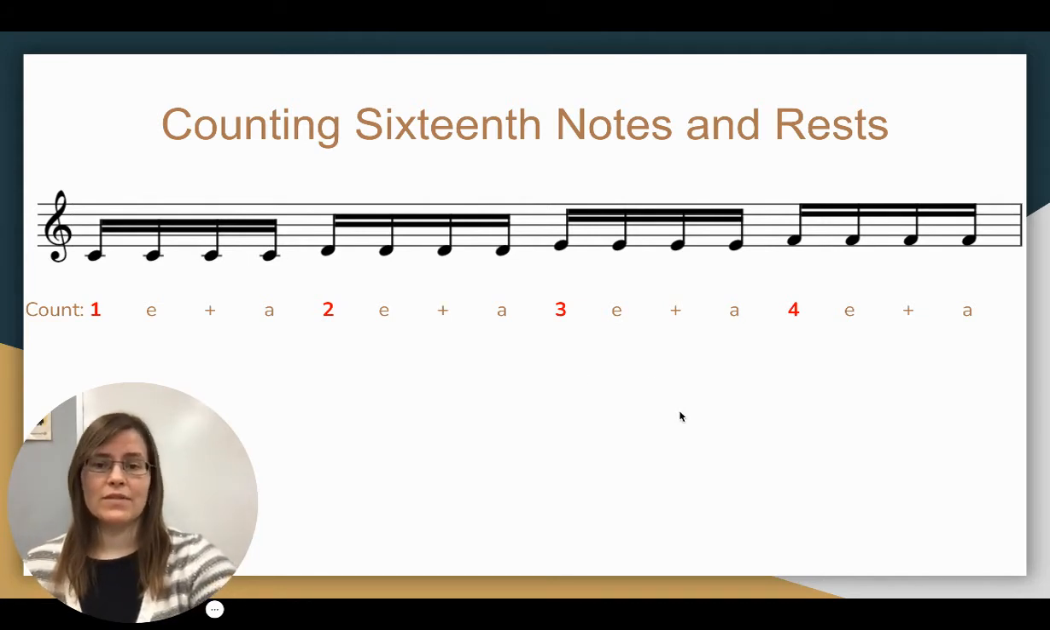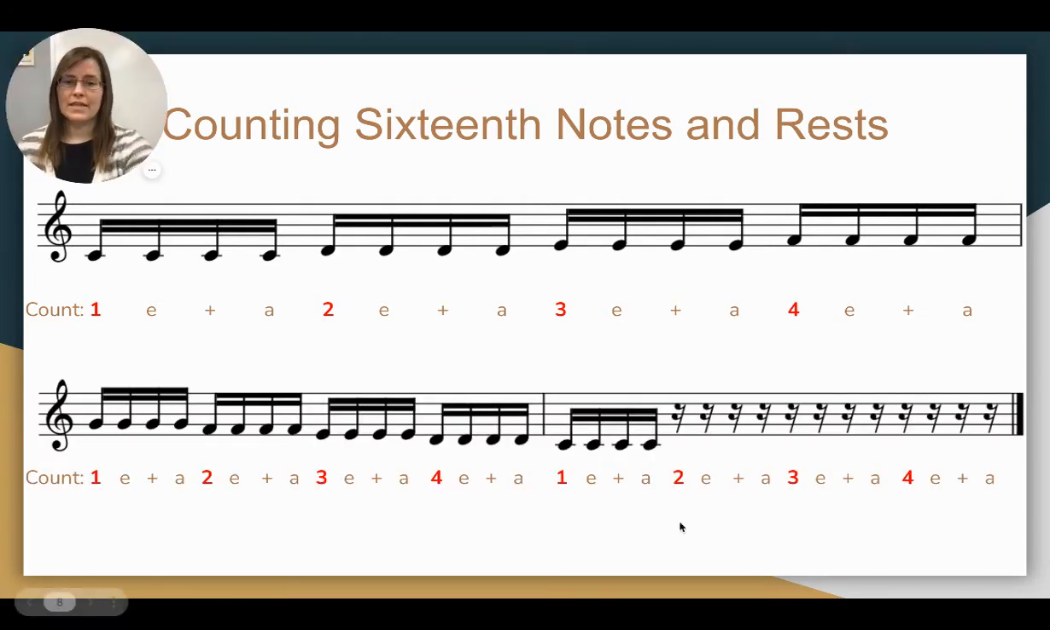So now let's look at something with 2 measures. Take a look at these last 2 measures. Here are 16th rests. Remember, don't clap here. Let's try the bottom line. Ready? Go. 1 E and A, 2 E and A, 3 E and A, 4 E and A, 1 E and A, 2 E and A, 3 E and A, 4 E and A. All right. Hopefully this makes sense.